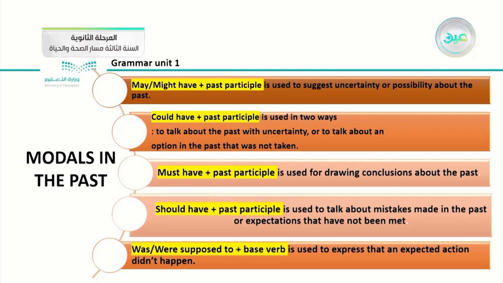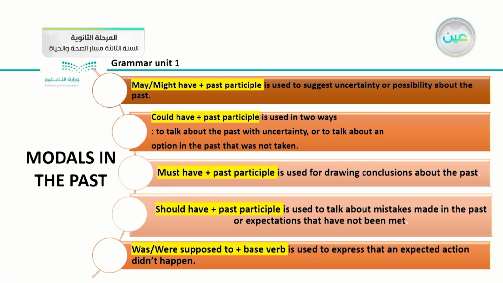And the last one was or were supposed to. Notice here that after all these four kinds, we should put the verb in the past participle, because we already use the modals in the past. But with supposed to, we should put the verb in the base form. That means we can use it to express that an expected action didn't happen.